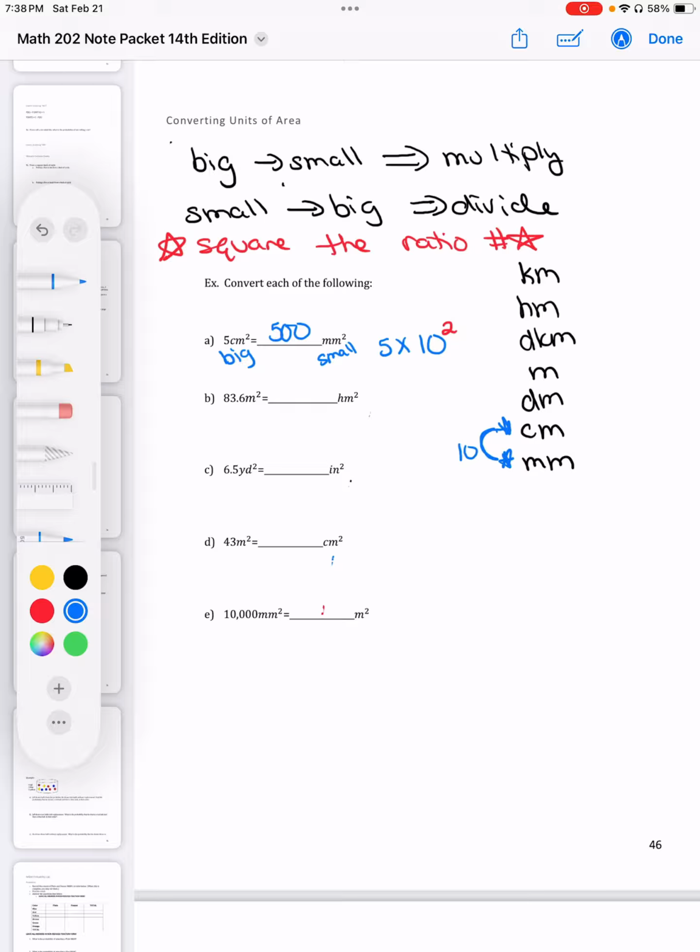Let me do another one here. We'll erase this so we can see our next one. We're going to be going from meters to hectometers. So meters is smaller than hectometers. So that means I'm going to be dividing. And I'm going to divide by 100. Here's the new step. Don't forget to square that. So I'm dividing by 100 squared. And this is going to give me 0.00, I'm going to squeeze it in, needed more space, 836.